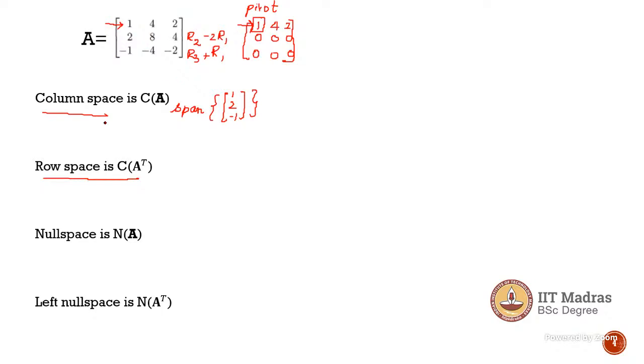So then we have two methods. One is by finding the column space of the transposed matrix, or else your row space can be formed from your reduced row echelon form. Okay, so for the column space, we must take the span from the original matrix. Yeah, from the original matrix.